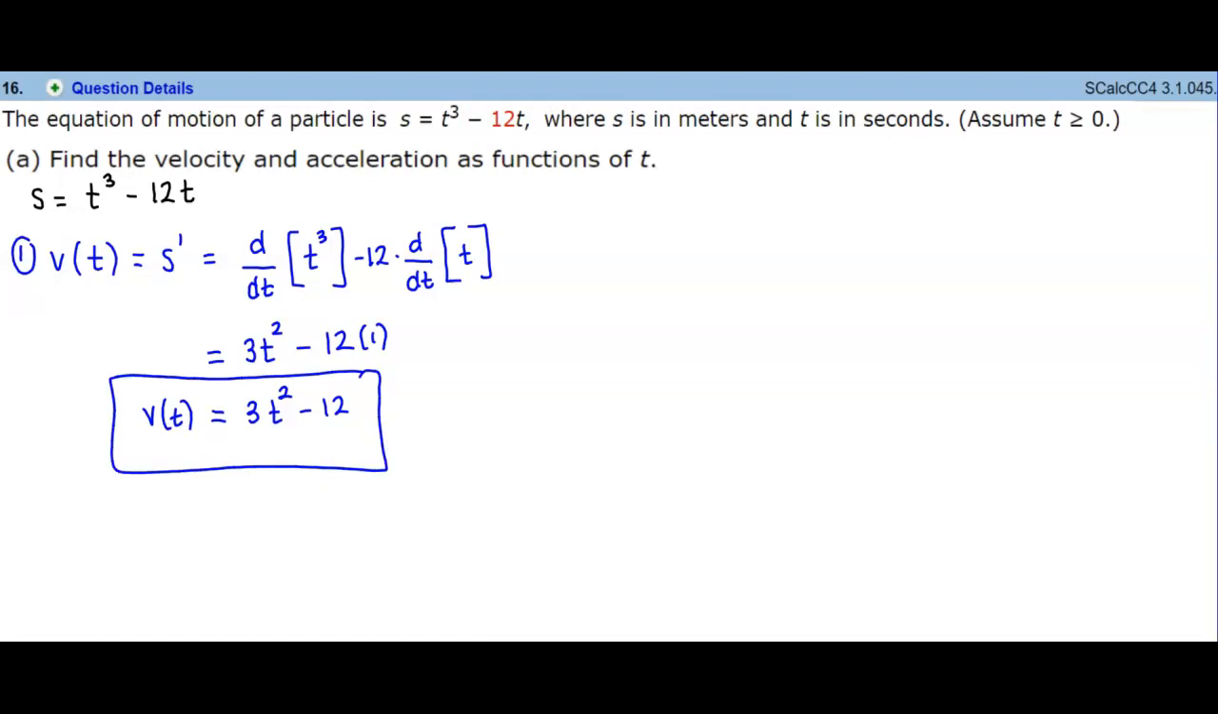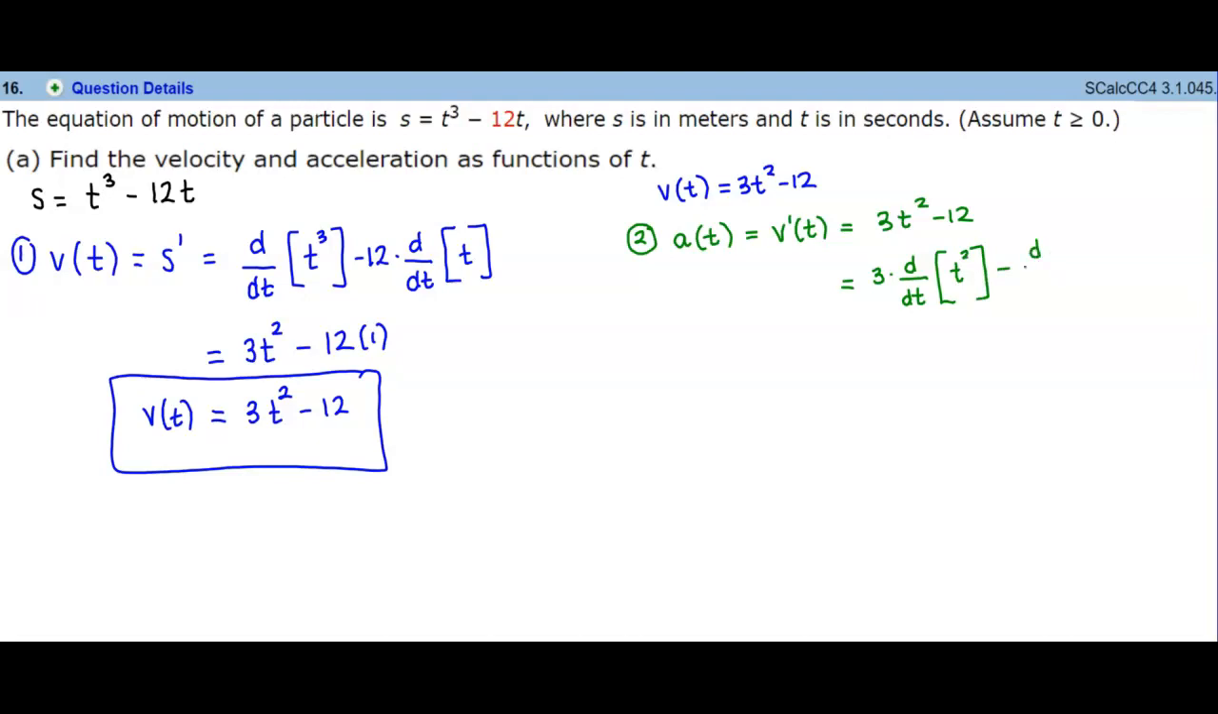Okay, now, since we know that the velocity function is defined as 3t squared minus 12, now what we want to do is find the acceleration function. So the acceleration function with respect to t is equal to the derivative of the velocity function, which is 3t squared minus 12. So we're going to take 3 times the derivative with respect to t of t squared minus the derivative with respect to t of the constant 12.